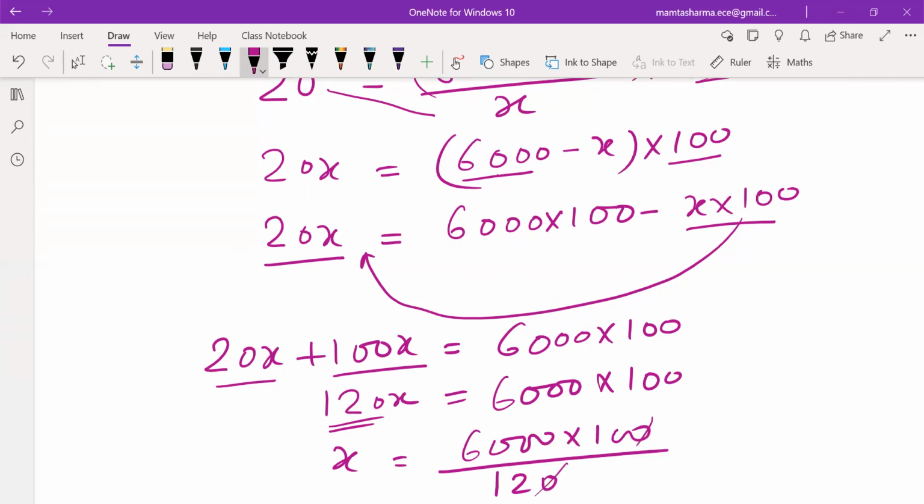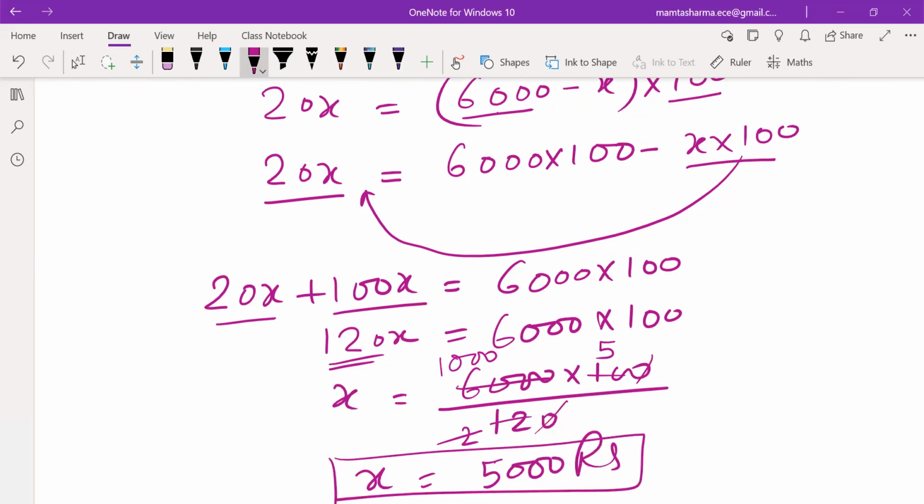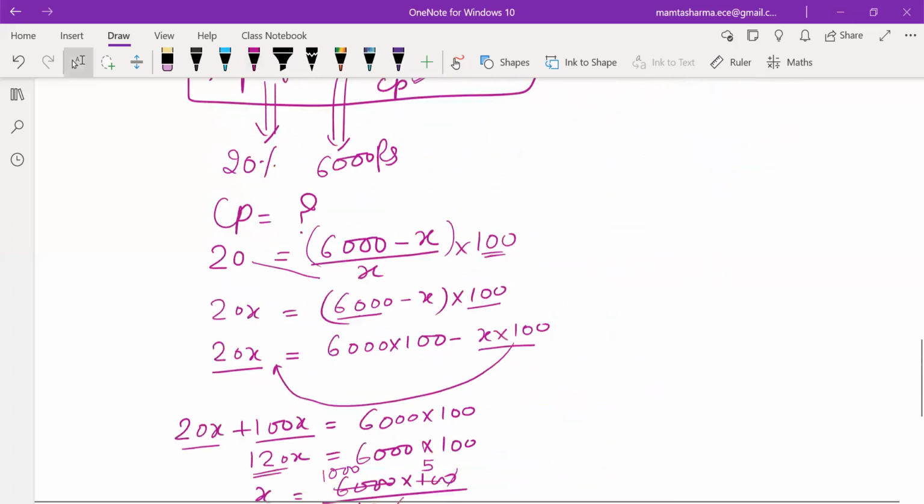So the zeros will get cancelled out. Now we can cancel with the table of 6. 6 2s are 12 and 6 1s are 6, 1000. Now again you can cancel with the table of 2. 2 5s are 10. So 5 into 1000, 5000. So the cost price is 5000. Got it? Got it, ma'am. Ananya, got it?